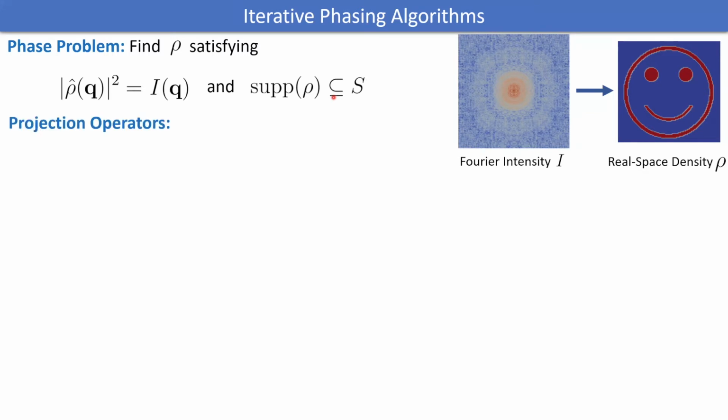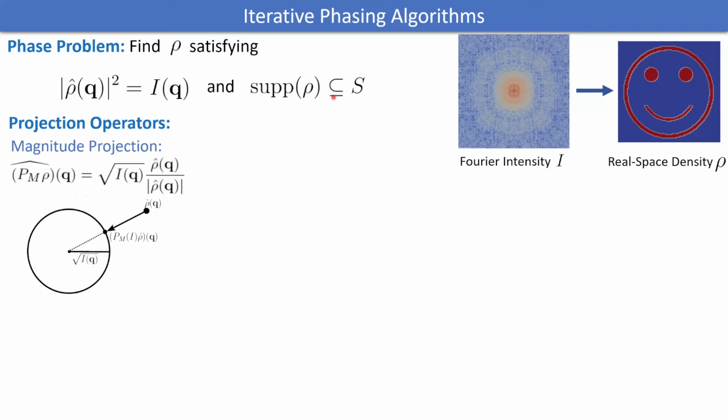And so what we need to do here is we need projections for each of these constraints. For the magnitude constraint, we have the magnitude projection, which in this case just corresponds to renormalization of the Fourier transform so that it has the correct magnitude, square root of I. Visually, this corresponds to, for each Q point in the complex plane, projecting rho hat Q, which is just a complex scalar, to the closest point on a circle of radius square root of I.